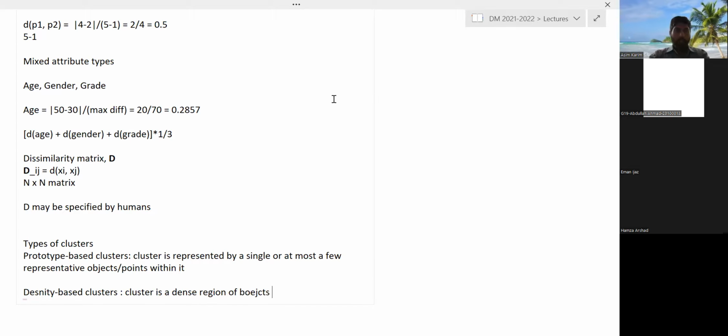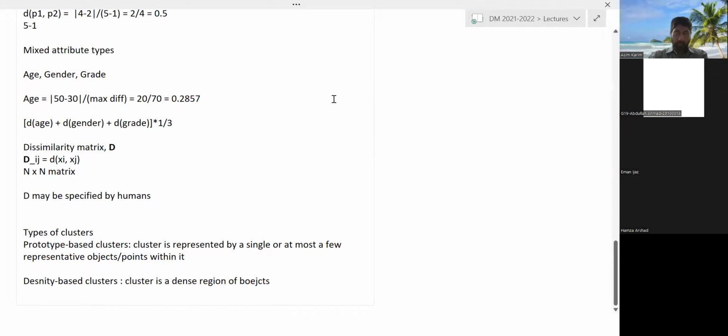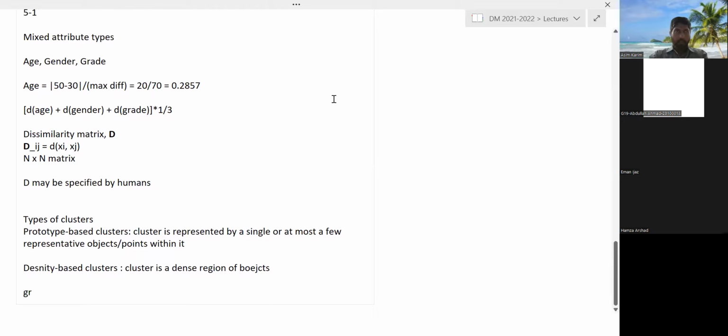So we can represent clusters through density as well. If the density is greater than some threshold, then that region is a cluster. This is another way of representing clusters. And finally, of course, there may be others as well.